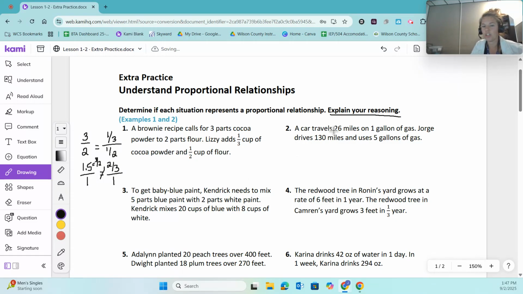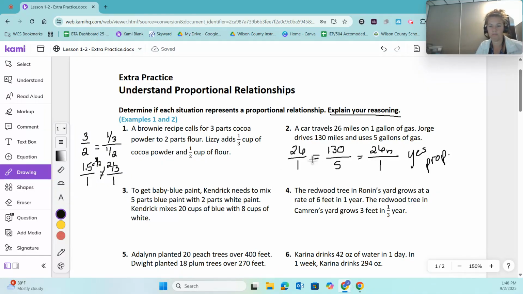Okay, a car travels 26 miles on 1 gallon of gas. Now we've already got our unit rate here, 26 miles per gallon. Okay. Now, if Jorge drives 130 miles on 5 gallons, we're trying to figure out, are those things equal? Well, again, we can just divide them in order to find our unit rate, and that would be 26 miles for 1 gallon. So those are equivalent. So, yes, they are proportional. All right. This is our proportion. All right. Now, there are two more that you can try just like those here.